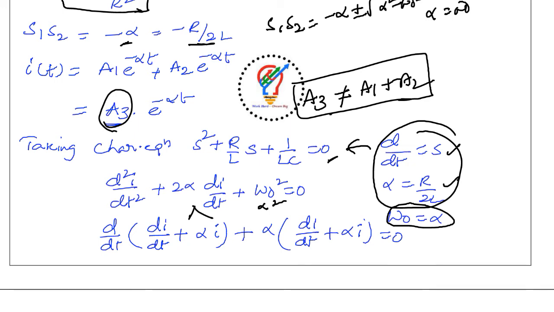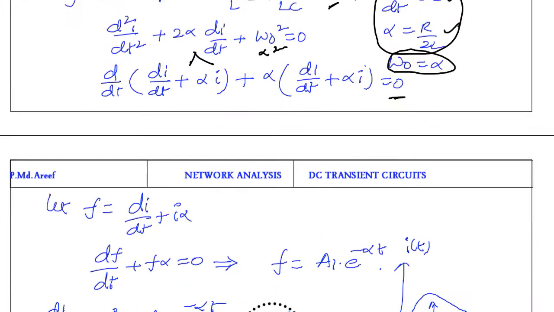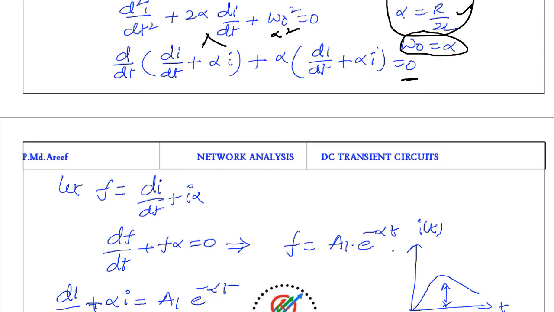Like this I am dividing. So d by dt into di by dt plus alpha into I, plus alpha into di by dt plus alpha into I. So like that I am just making an equation like this. Now let a parameter called f be equal to di by dt plus alpha into I. So I am writing here like this.